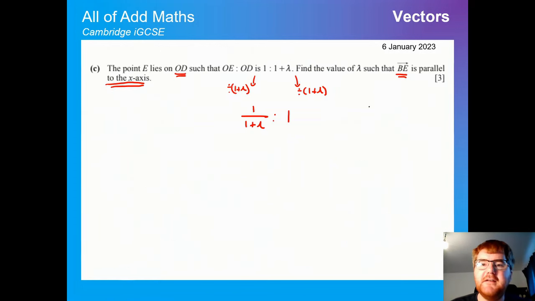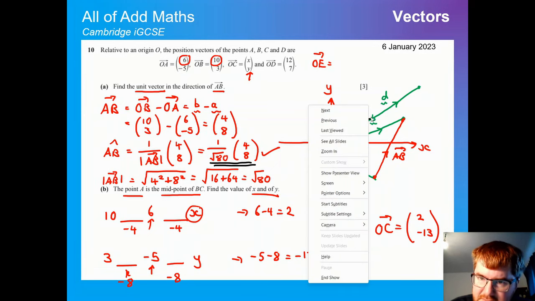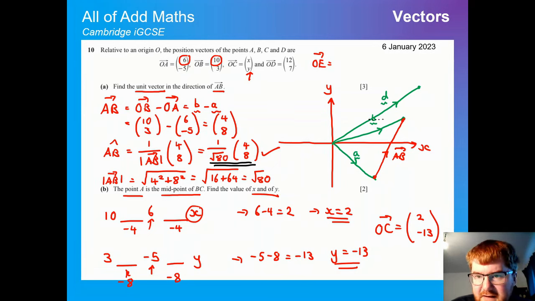And if we take the second bit of information, we want BE to be parallel to the x-axis. So what that means is we're looking for a point here somewhere such that I can draw a straight line across from B and it's parallel. So that means we need to have the same y coordinate as B, so specifically the 3 here. So we're going to piece this all together and then we're going to work out the answer.